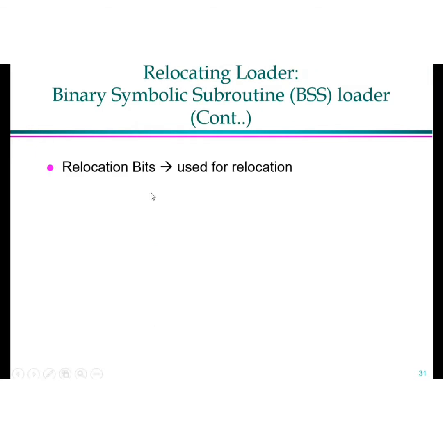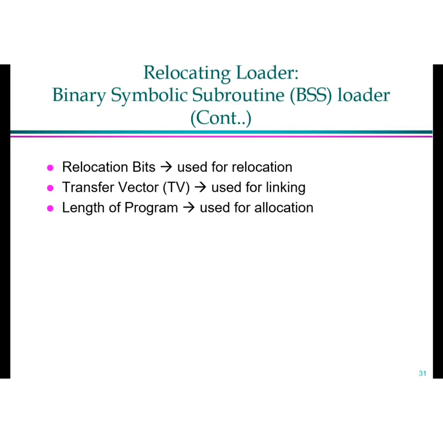Relocation bits, as I mentioned, are used for relocation purpose, adjusting all address dependent constants. Transfer vector is used for linking purpose, linking with all the external subroutines. Then the length of the program will help you choose a free main memory block where you can load that program. How many bytes of data are you going to load? That is the info given here, length of original program, which is used for allocation purpose. And the last bit is loading done by the loader. Once you have utilized all those things, you'll be able to load the entire program in the allocated space.